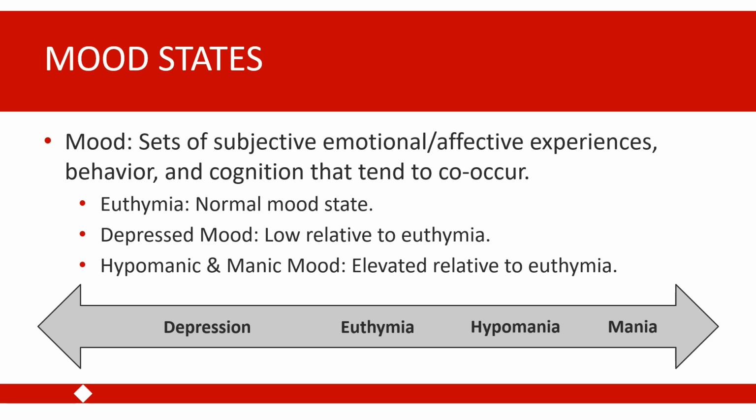Depressive disorders are characterized by mood states that are low relative to a euthymic mood state, what we call depressed mood. Another major category of mood disorders, bipolar disorders, are characterized by mood states that are elevated compared to a euthymic mood state. These elevated mood states include hypomania and mania. You'll learn more about these mood states and bipolar disorders in another video lecture.